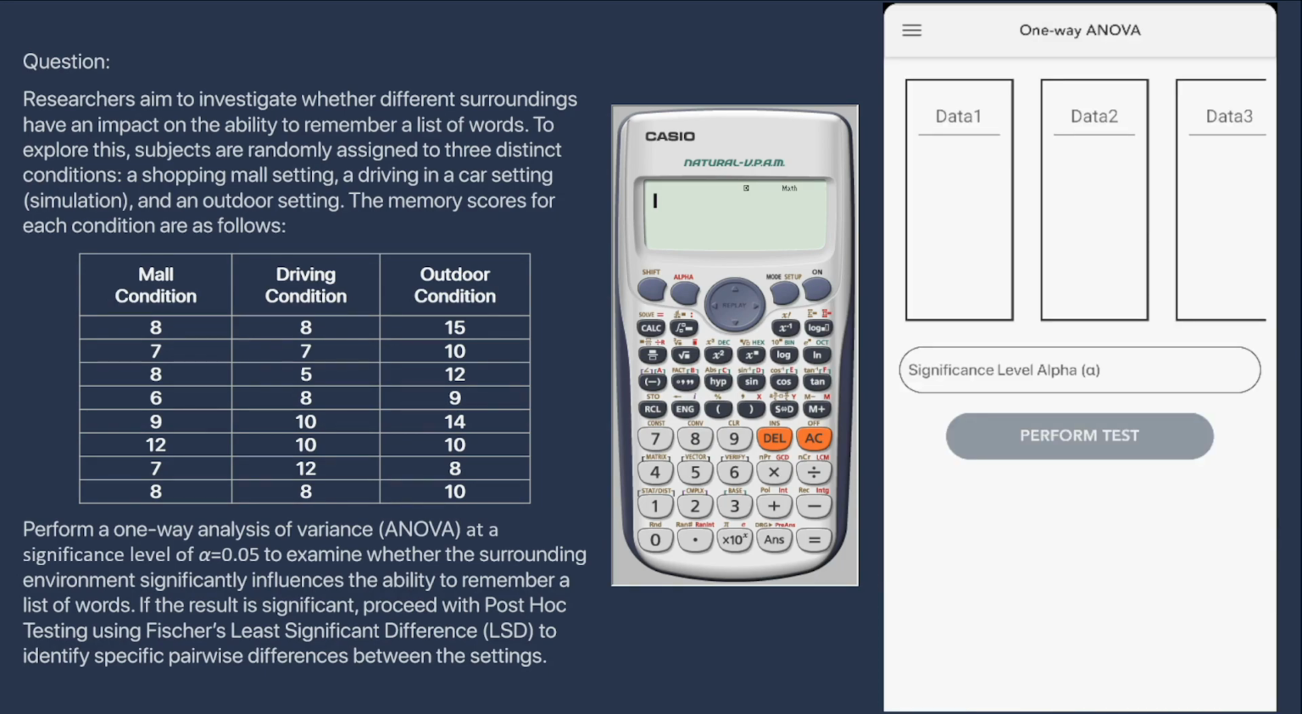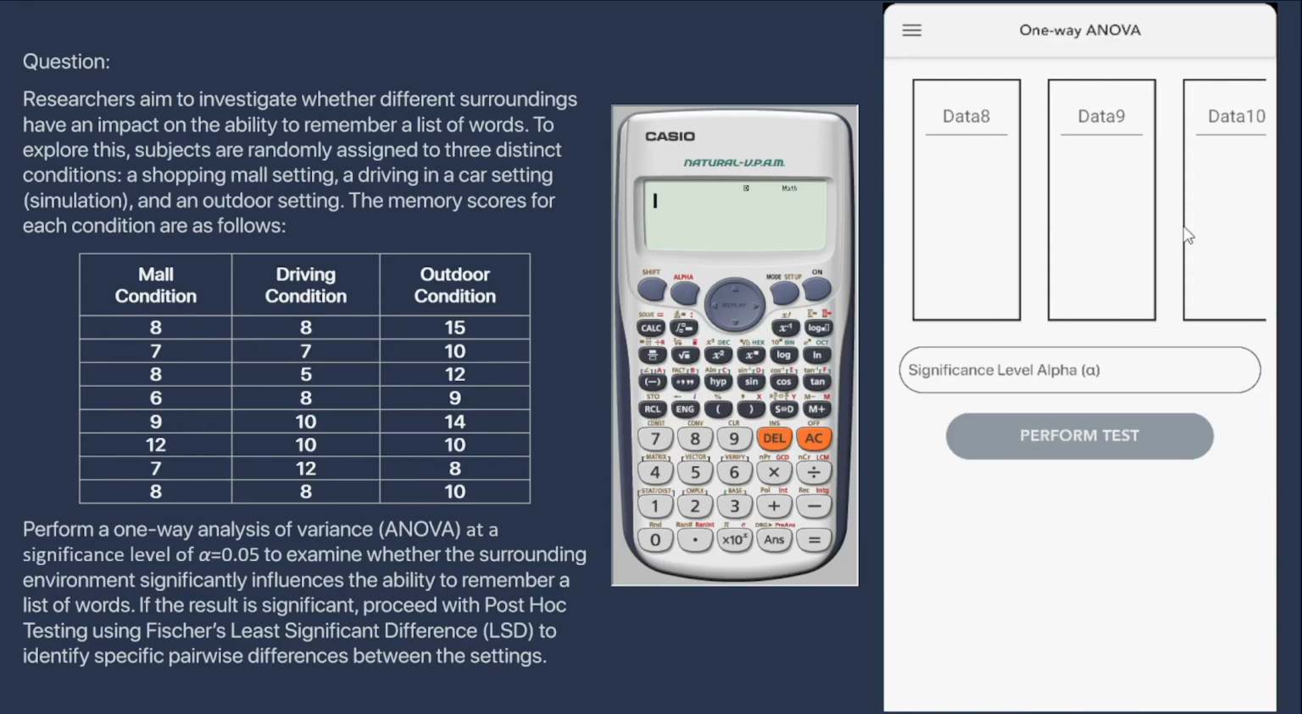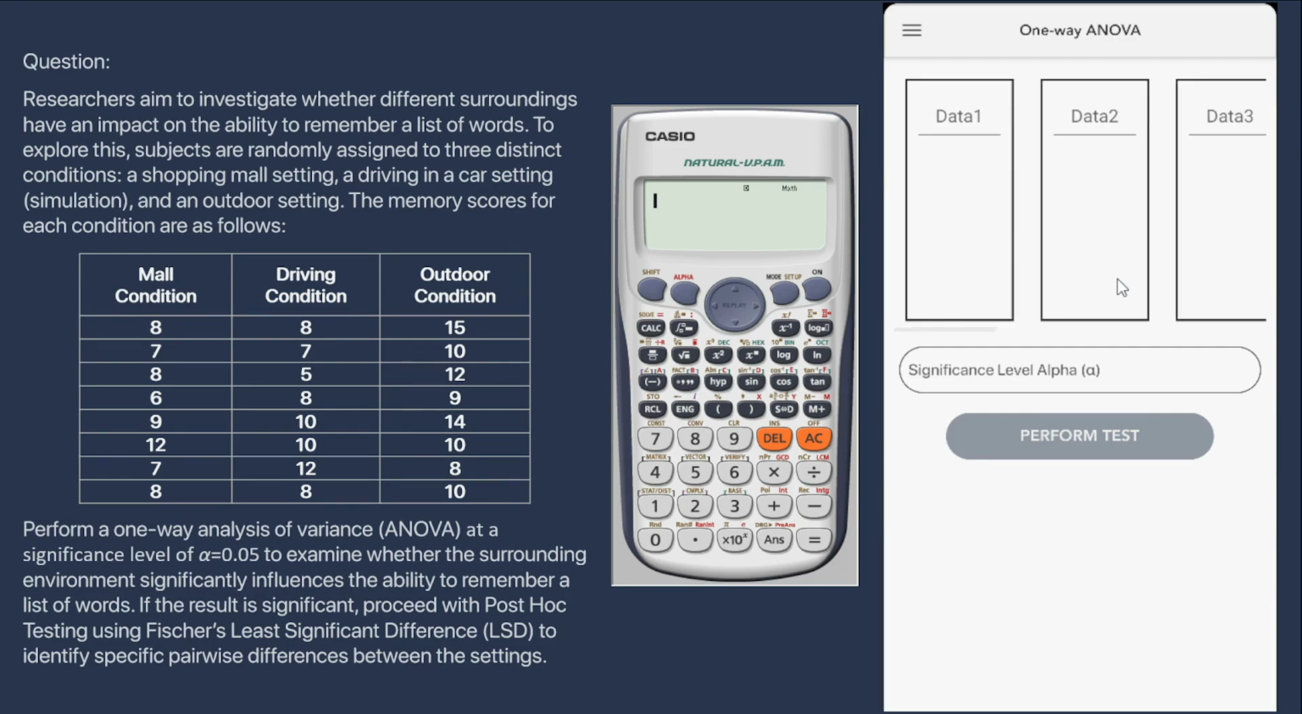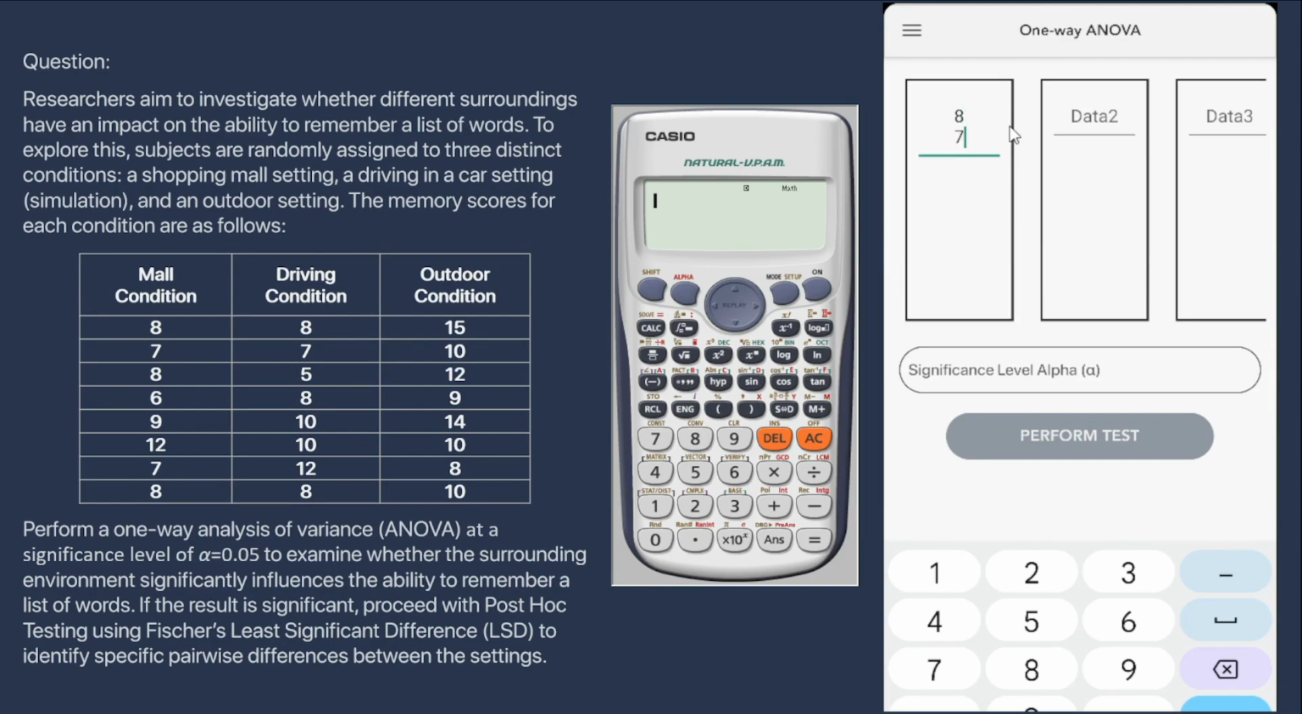Here, we will be presented with boxes where we input the given datasets. We will be able to input up to 10 sample data. For data 1, we will input the memory scores for the mall condition: 8, 7, 8, 6, 9, 12, 7, and 8.